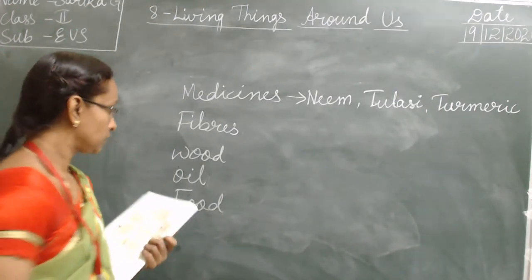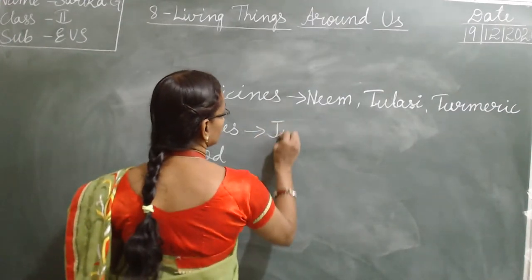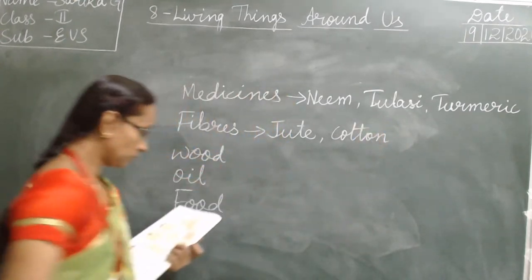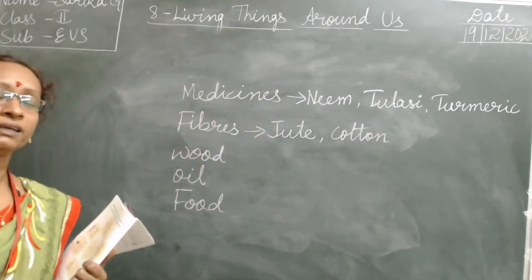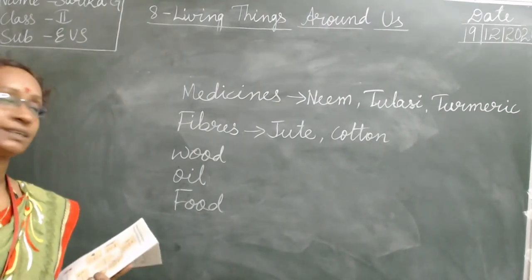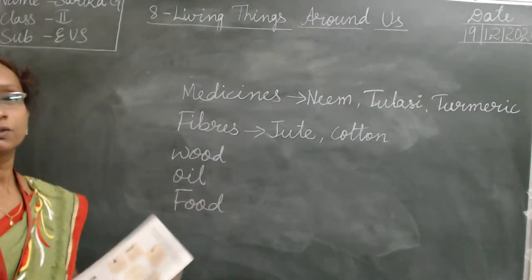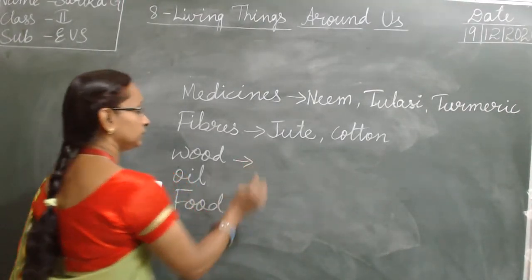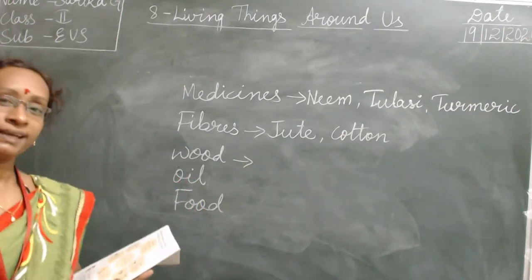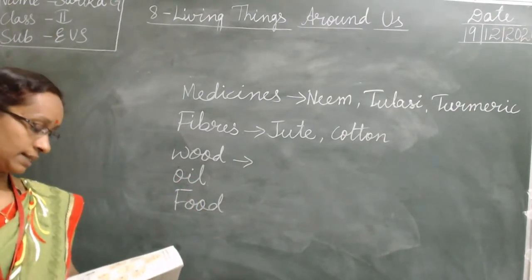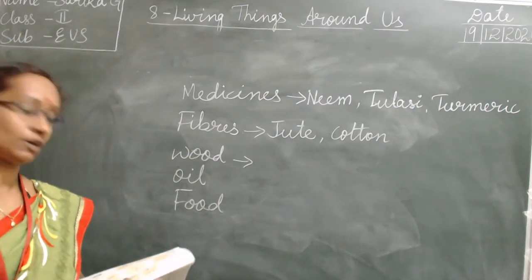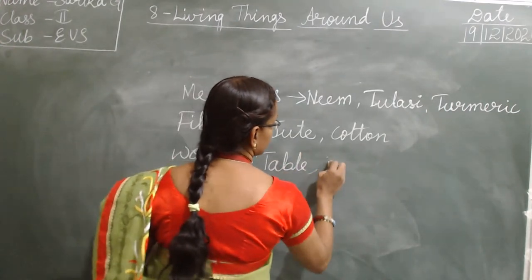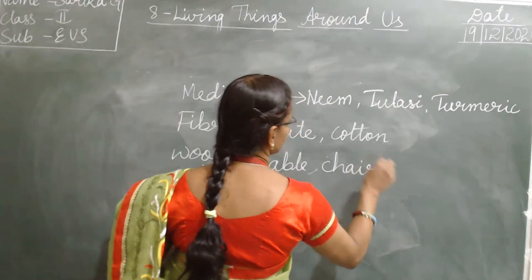In fiber, jute and cotton are used to make fabrics. Wood: yes, to make shelves, tables, chairs, cupboards, and so on.